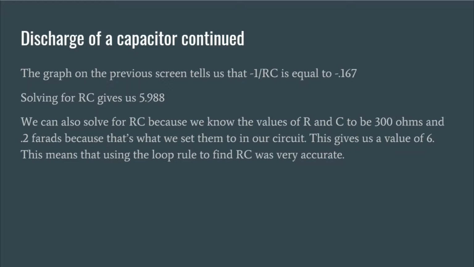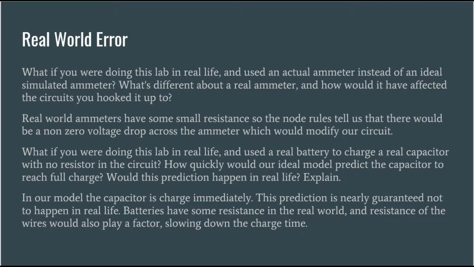This means using the loop rule to find RC was very accurate, and our graph was very accurate, mostly because this was a model, so it's following ideal conditions instead of a real-world experiment, which can be much more inaccurate.